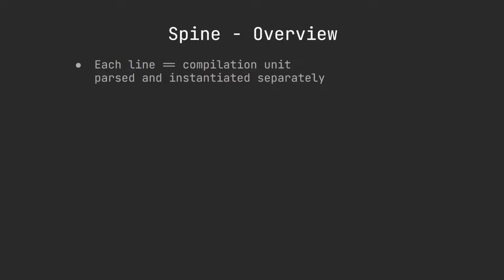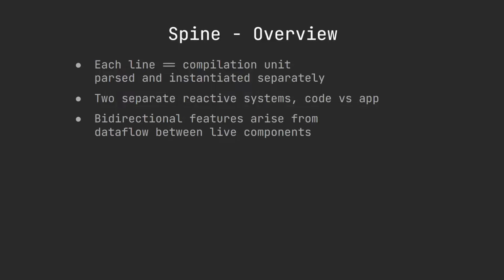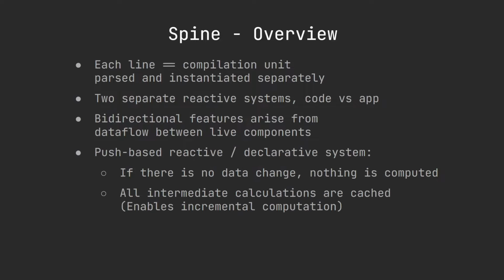A quick overview. Each line is a compilation unit. There are two separate reactive systems, one for the code and one for the application. Bidirectional features arise from data flow between components. It's a push-based reactive system, so if there's no data change, nothing happens.